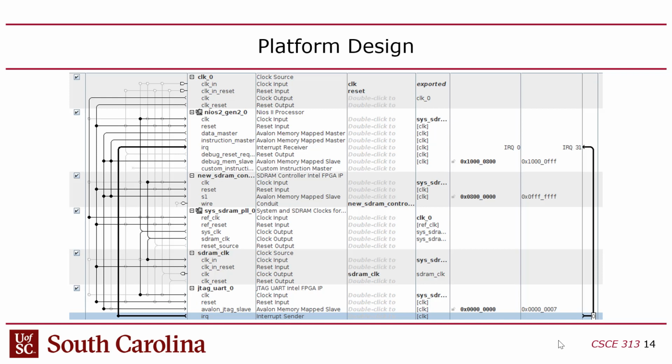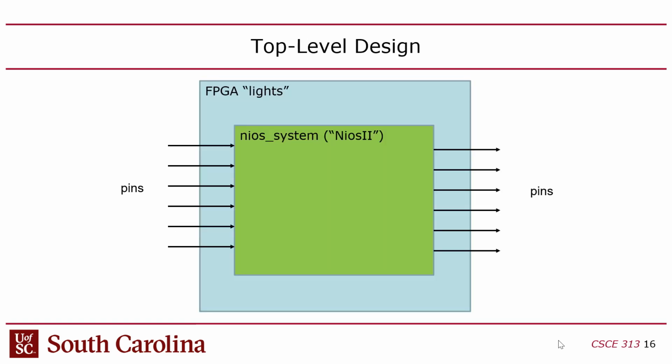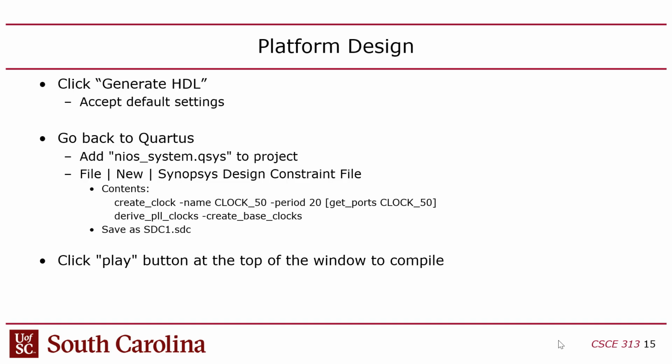Now, one thing you'll notice here is that this IRQ has an interrupt that goes back to the Nios processor. So this interrupt allows you to, for example, have an interrupt when a UART byte comes in, like when you hit a keystroke on your console. Okay, and then you just generate that and it creates the whole design.